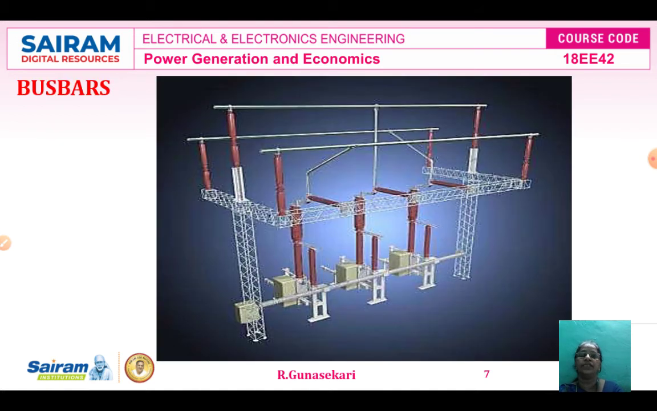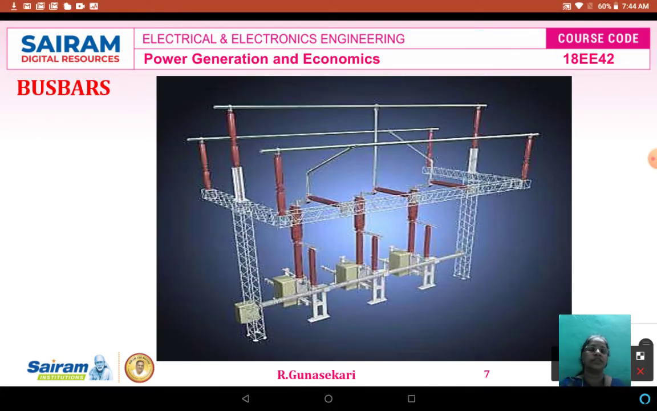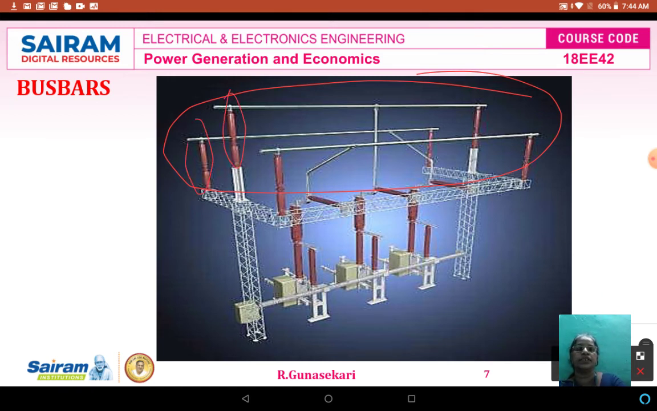Now we see the graphical representation of the bus bar. I already told you, these are the bus bars, three bus bars. The bus bar is used in electrical power distribution. You see, thick strips of copper or aluminium that conduct electricity within the substation.